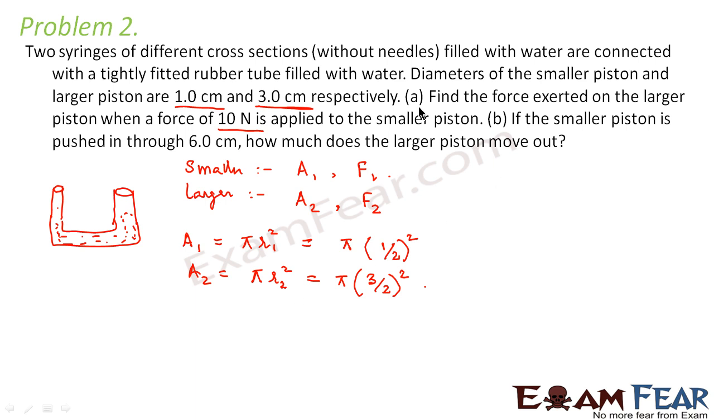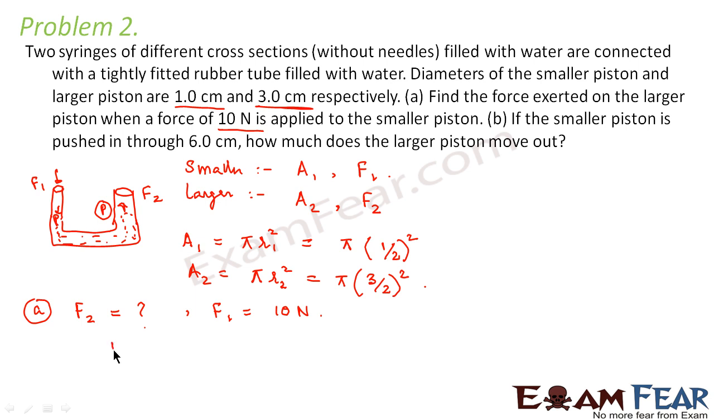Now let us solve the first part first. The first part says find the force exerted on the larger piston. That means if you apply a force F1 on the smaller piston, a pressure will be exerted on this. This pressure will exert a force F2 on the larger piston, right? So in the first part, we have to calculate the force that is exerted on the larger piston. And it says that the force that is applied on the smaller piston is 10 Newton.